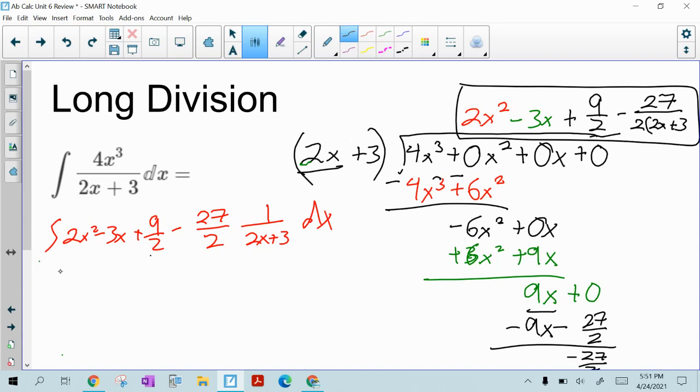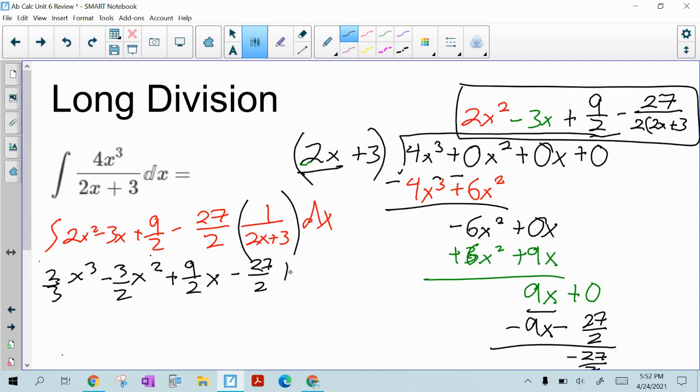So integrating the 2x squared, increase the power by 1, divide by 3. Increase the power by 1 for this. That's going to get me x squared. I'm looking at 3 halves x squared. Increase the power by 1, so that's going to be 9 halves x. And then we get to this last one. I'm going to leave that negative 27 halves there. And then I need to take the integral of that. Now that would get me the natural log of 2x plus 3.